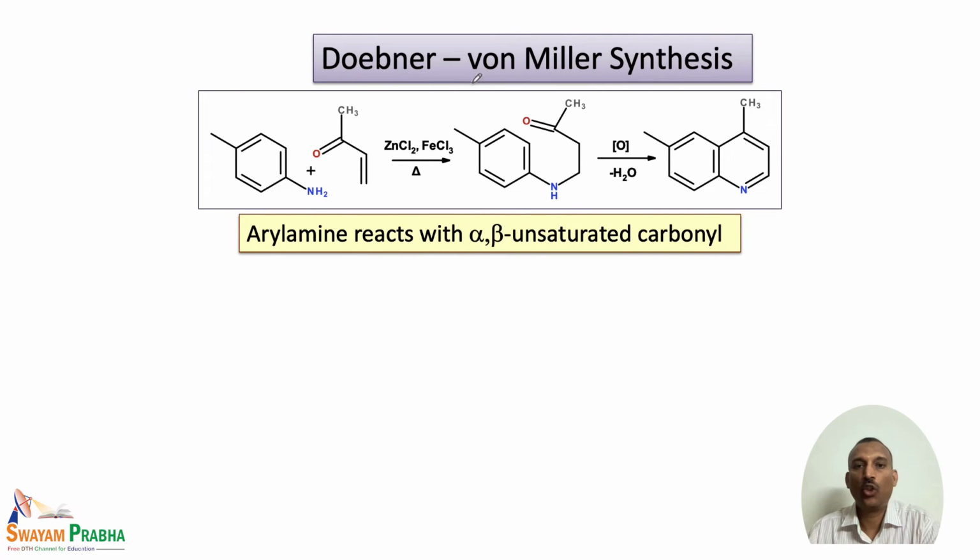Next is the Doebner-Miller reaction. In this reaction, if you look, it is very similar to the previous reaction. In the previous one, we have a hydrogen atom here, that is, acrolein was used as a starting material. In this case, we have an alpha, beta-unsaturated carbonyl, a ketone, and in the previous case we just used the heating. Here we have a Lewis acid, zinc chloride or FeCl3, used as the reagent for facilitating this reaction. So if you look at the number of steps, it is very similar to the Skraup synthesis.